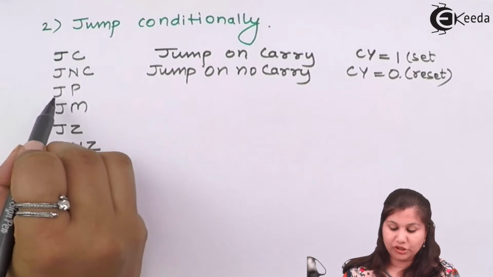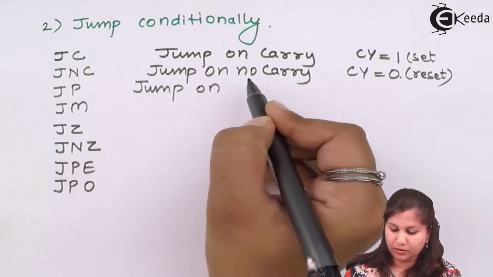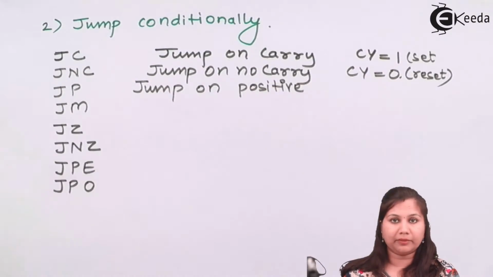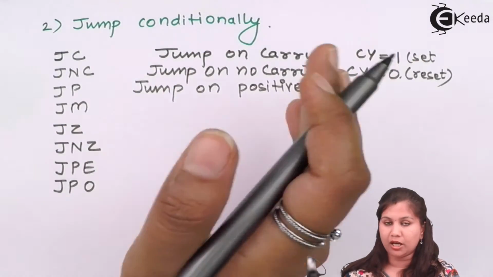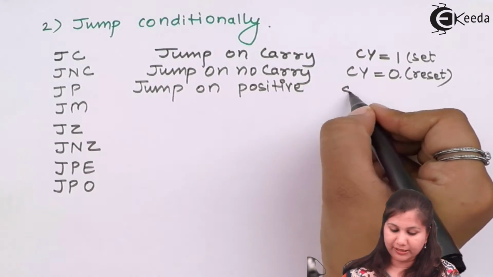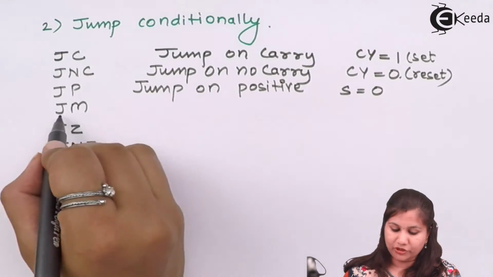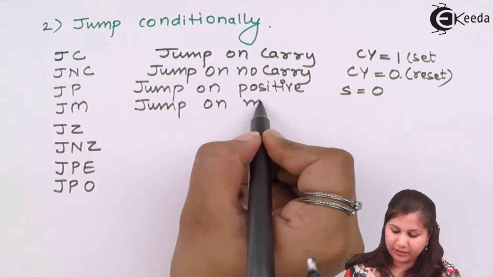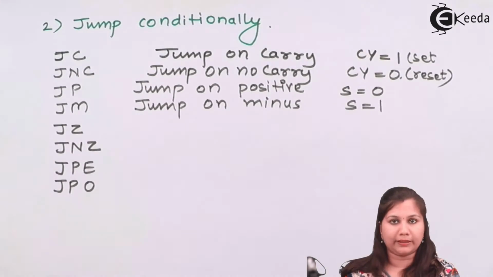Then we have JP, which means jump on positive. It means if the number is a positive number, then it is going to jump to the other memory location. Now positive and negative numbers are shown by the sign flag. So if the sign flag is 0, then it is going to jump. Okay. And JM means jump on minus, which means if the number is a negative number. A negative number has the sign flag as 1.